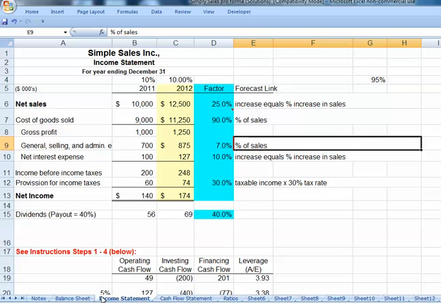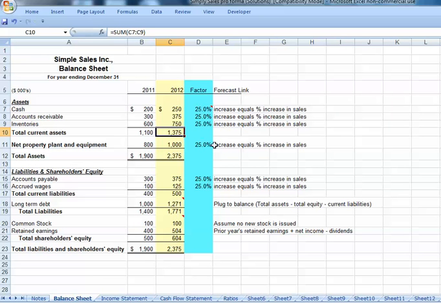Let's take a look at our balance sheet accounts. Right now we have our balance sheet set up, everything is a percentage increase in sales. But quite often we talk about accounts receivable in terms of a collection period. And we talk about inventory in terms of inventory turnover. How could we modify our pro formas to do that?